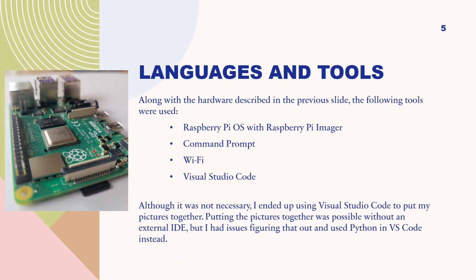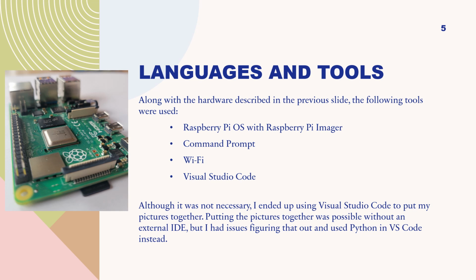As I mentioned earlier, I used the Raspberry Pi operating system with Raspberry Pi Imager. Raspberry Pi OS is the official operating system for Raspberry Pi. Raspberry Pi Imager is a tool that was created to simplify the process of installing an operating system onto an SD card for use with the Raspberry Pi.